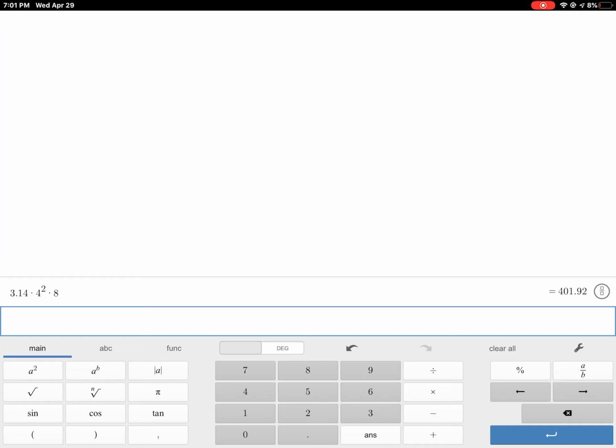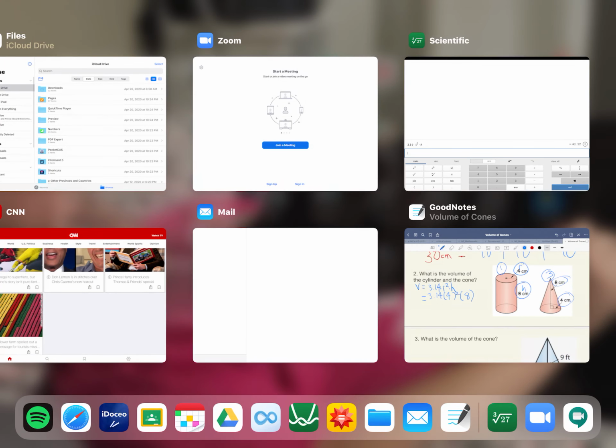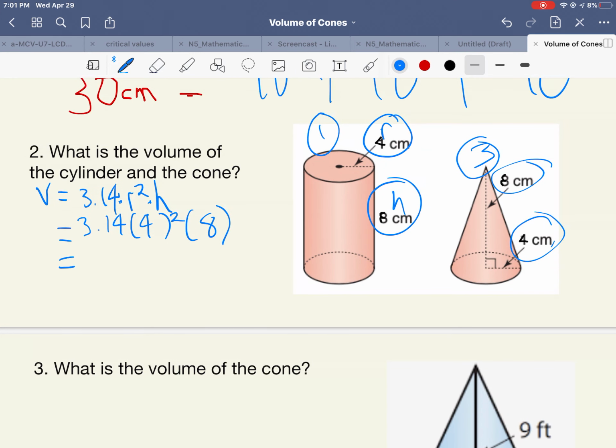So I'll go back here. It's 401.92. Now that's centimeters, so volume is centimeters cubed. 3 dimensions: length, width, and height. That's how volume is measured. And by the way, that's the volume of the cylinder.